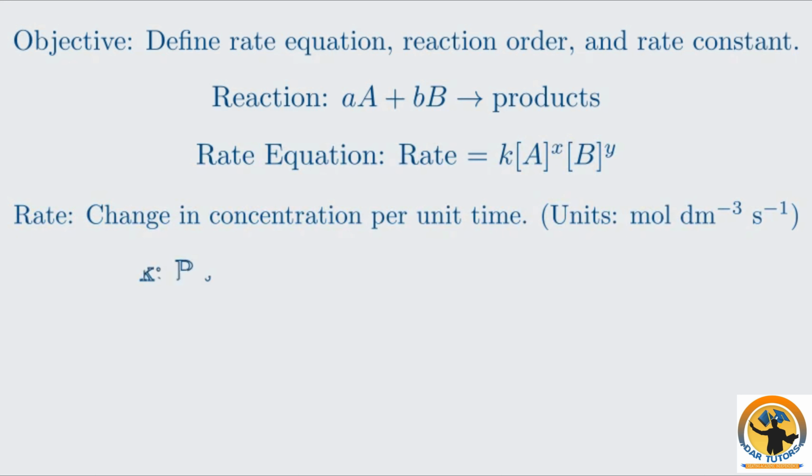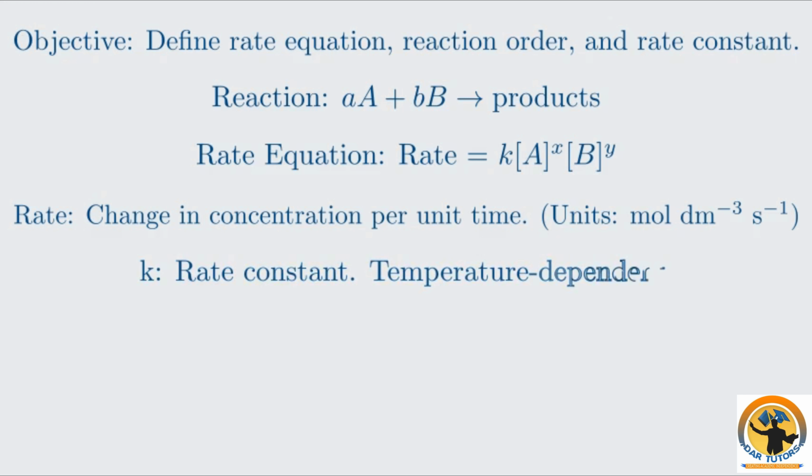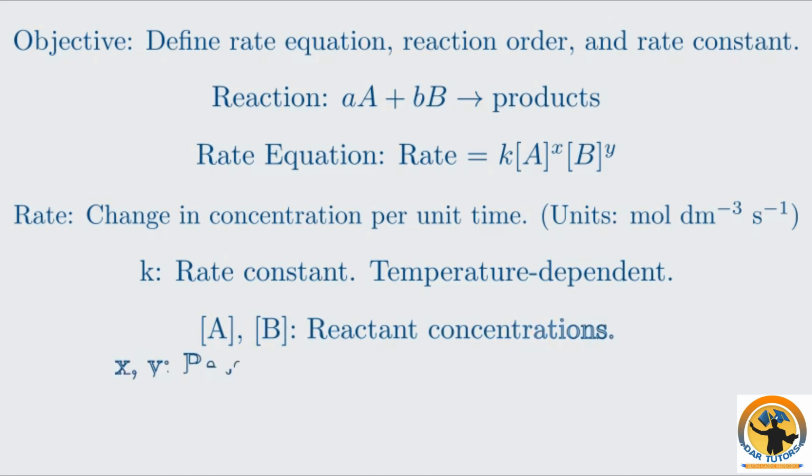Second, k is the rate constant. It's a constant for a given reaction at a specific temperature. Its value is temperature dependent and has units that vary with the overall order of the reaction. We'll return to its units shortly. Third, the square brackets denote concentration in moles per decimeter cubed, and x and y are the exponents to which the concentrations are raised.